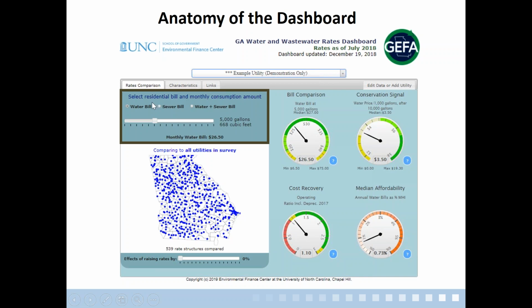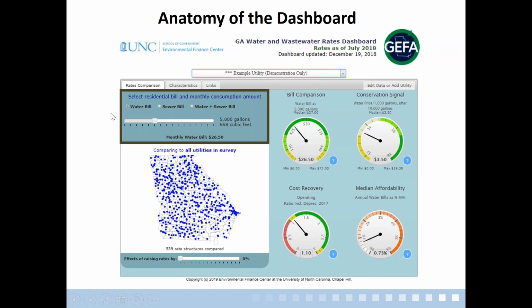On the upper left here, you can select which service you're interested in, either water, sewer, or water and sewer. And there's this slider bar that goes from 0 all the way up to 15,000 gallons. So we have a default set at around 5,000 gallons based on what we believe to be the average monthly customer use in Georgia, but you can play around with it, move it low, move it high to get what really matters to you. And at 0, of course, that's just the base charge, so that can be a great point of comparison to see where you're starting from.